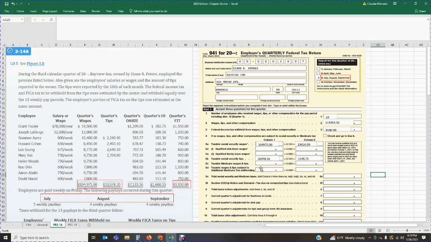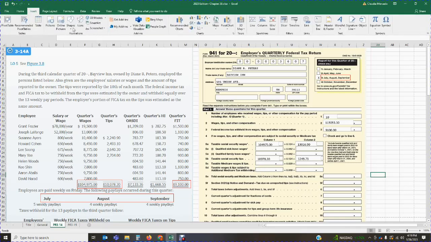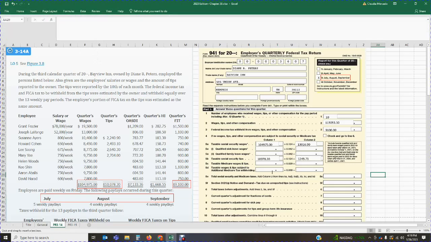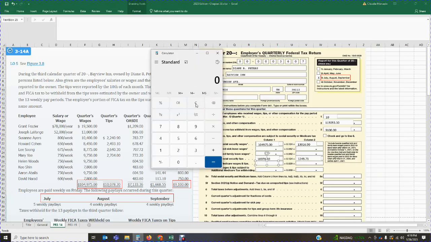Taxable Medicare wages and tips. That is the total of my wages and tips, so we're going to add those two amounts. The total of my wages is 104,975. The total of my tips is 10,078.30. So my total for my wages and tips is 115,053.30. So we're going to put that in that box.